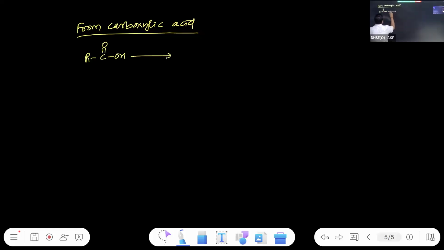Next is from carboxylic acid. The question is how to prepare alcohol starting from carboxylic acid. Carboxylic acid is treated with lithium aluminum hydride only, not catalytic hydrogenation, not sodium borohydride. It is treated with lithium aluminum hydride to form primary alcohol.